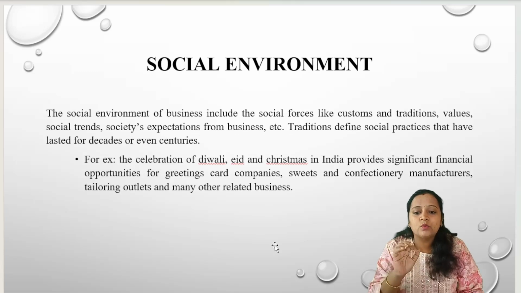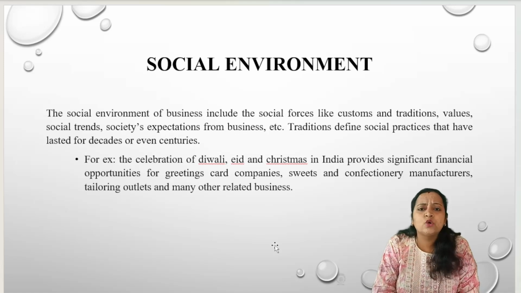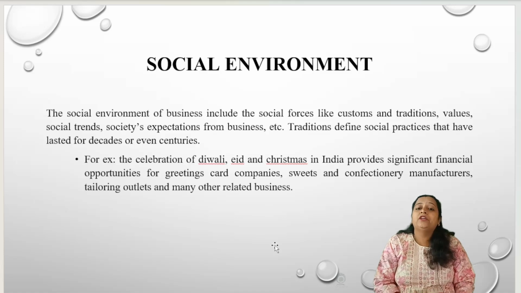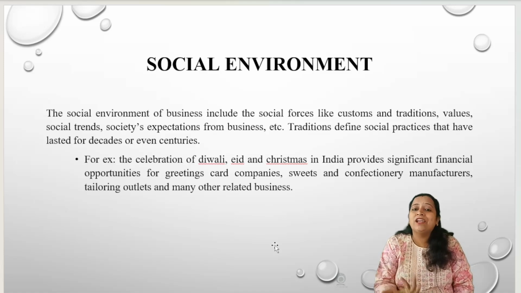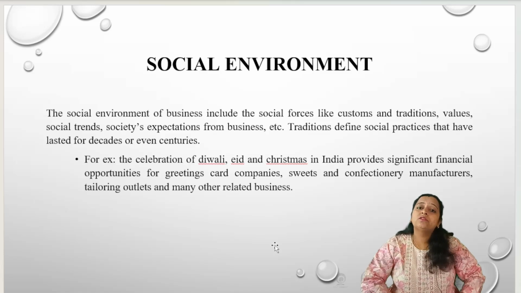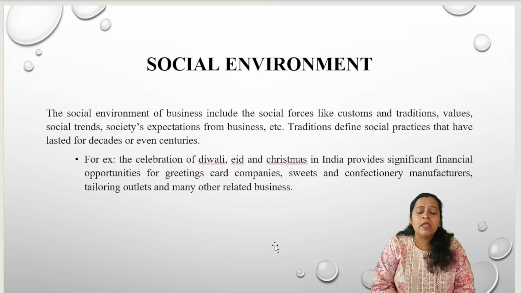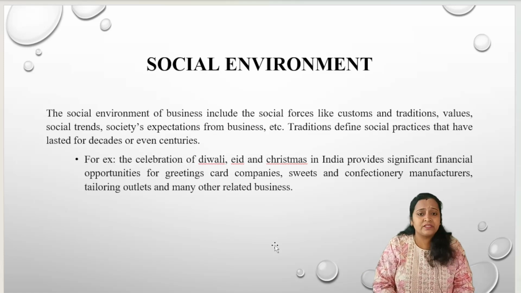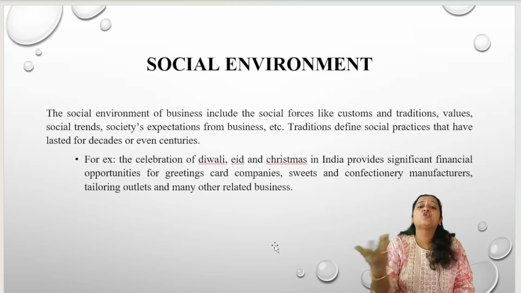So coming to the next one, social environment. Yes, social. As we all know, the society, the traditions we are following, the values you are supporting, the norms you are following, will also have an effect upon the businesses. For example, in India we are celebrating so many festivals, like Deepavali, Yugadi, Eid, Christmas. So during these festive seasons, what happens? It will give business for so many industries.